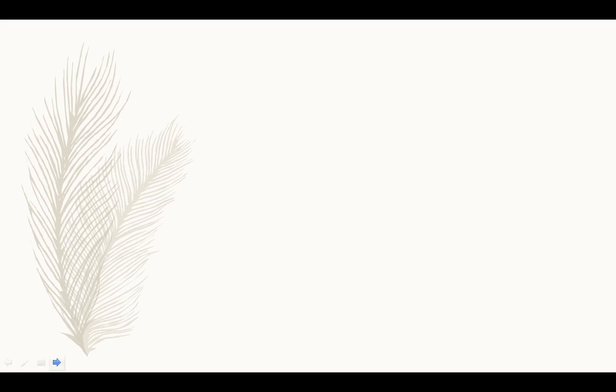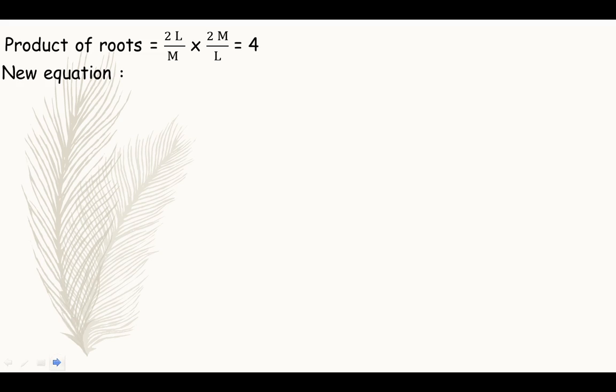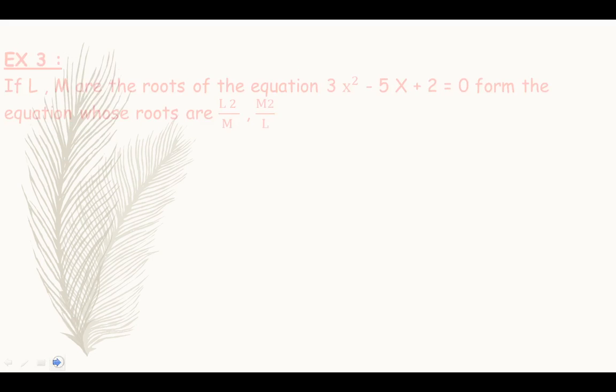And the product of the two roots will be 2L over M multiplied by 2M over L. M will cancel M, L will cancel L, so the answer will be 2 multiplied by 2, which is equal to 4. New equation, x power of 2 minus the new sum multiplied by x plus the new product, which is equal to x power of 2 plus 13x plus 4. Okay, let's go to another example.